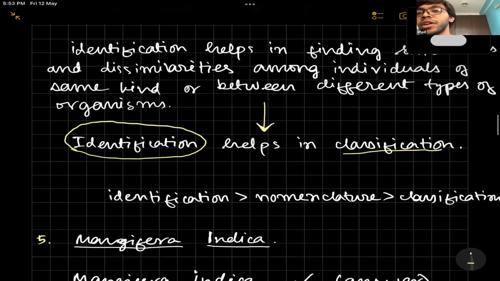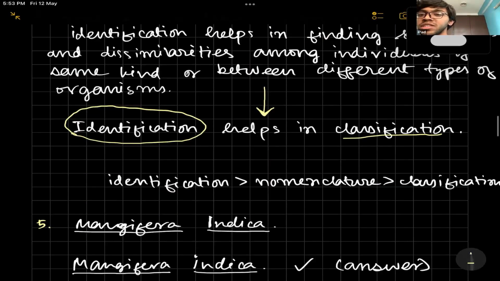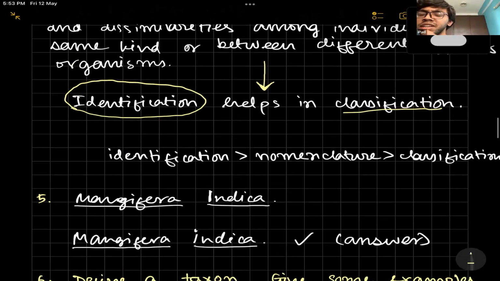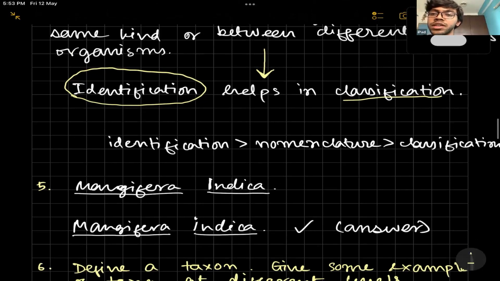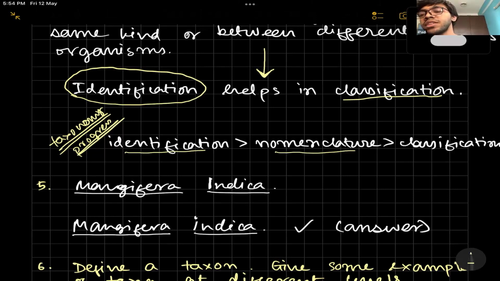And that's why it is so important to learn how to identify organisms based on their morphological characters or genetic characters. So here's the thing about taxonomy: how do we proceed in taxonomy? First of all, we identify an organism, then we give it a name, that is known as nomenclature, and finally we classify that organism according to the seven-level hierarchy that was given by Carl Linnaeus.